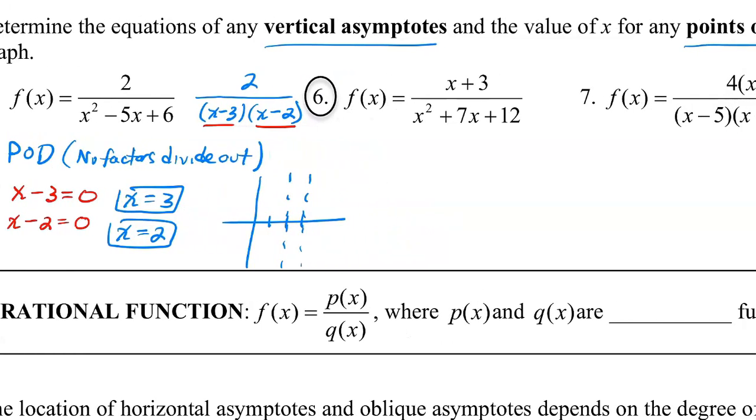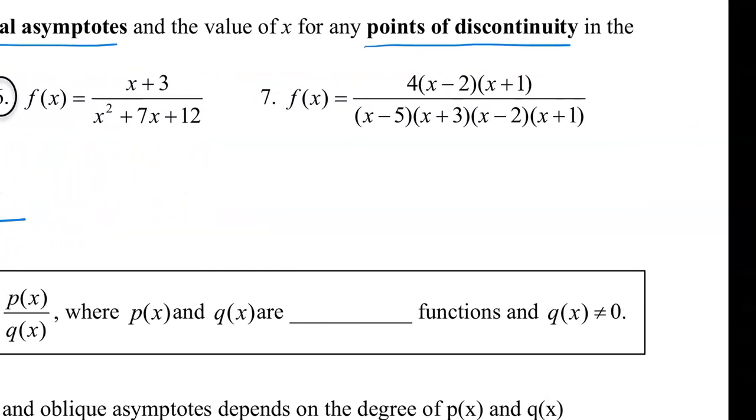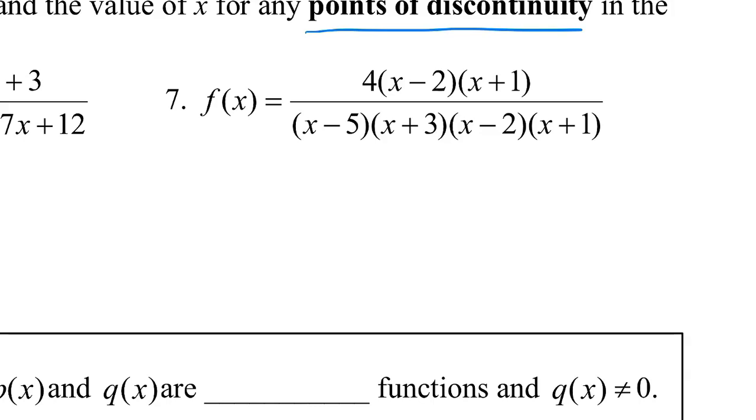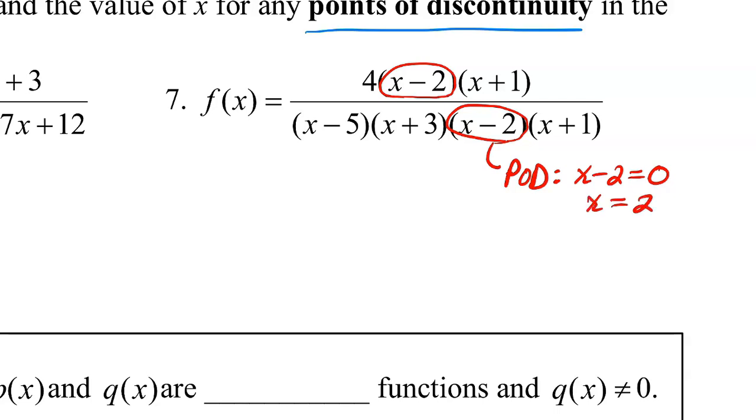Number 6 is for you, but let's look at number 7. Number 7, there's lots and lots of factors, but it's already factored for you. So first, let's see what factors will divide out. This x minus 2 is going to divide with this x minus 2. Since those divide out, that gives us a point of discontinuity when x minus 2 equals 0. So that would be at x equals 2. And the directions say find the value of x for the point of discontinuity. So I guess that's it for that one.